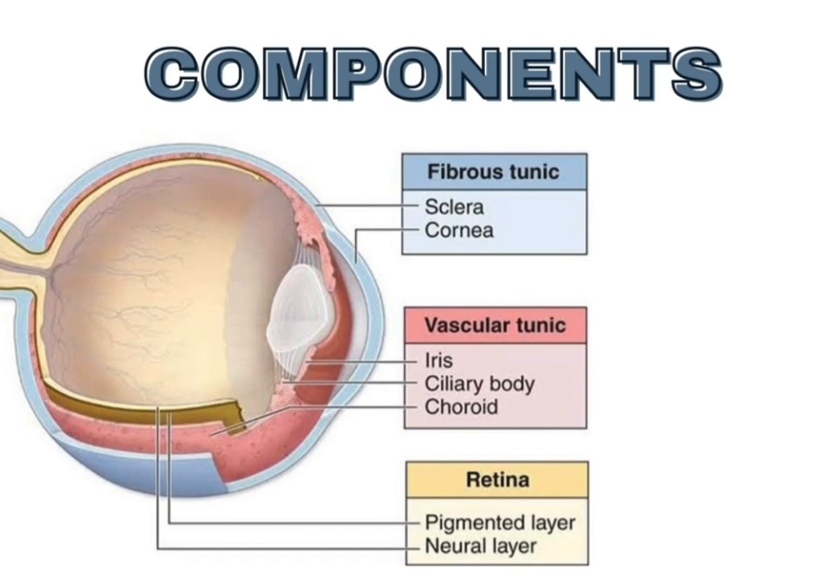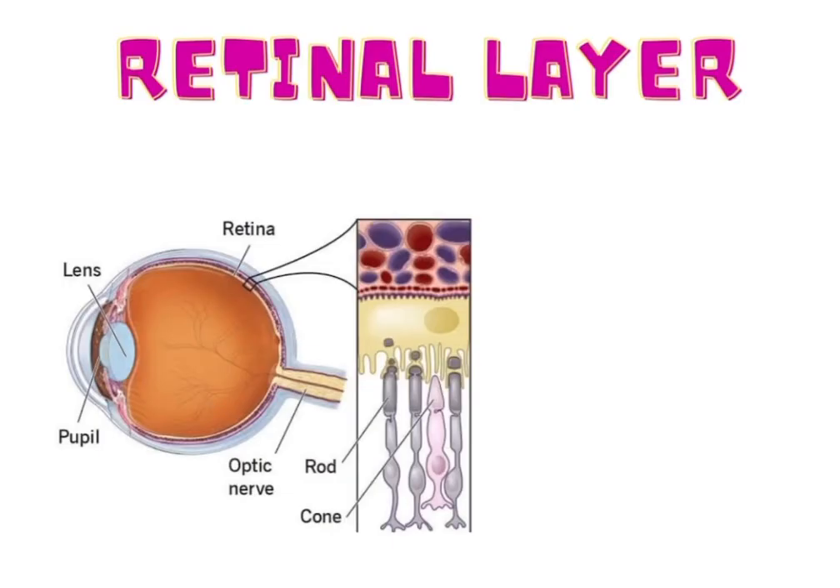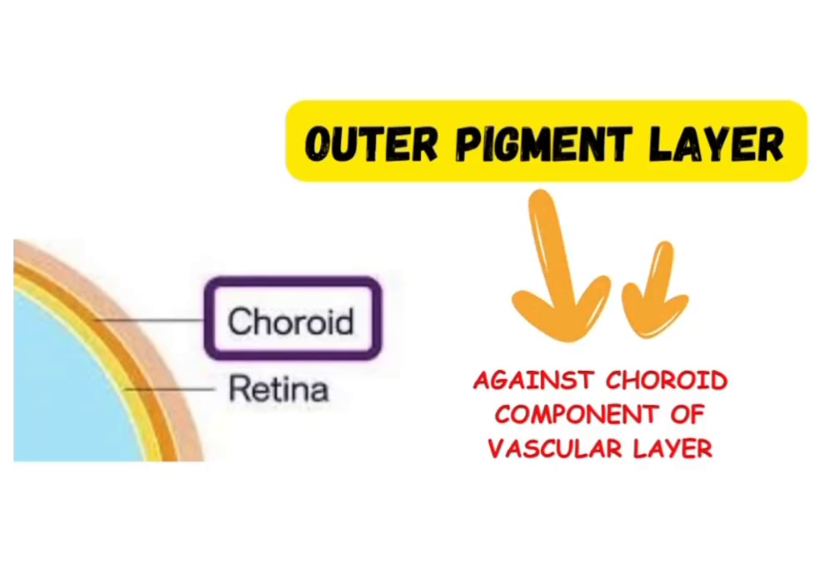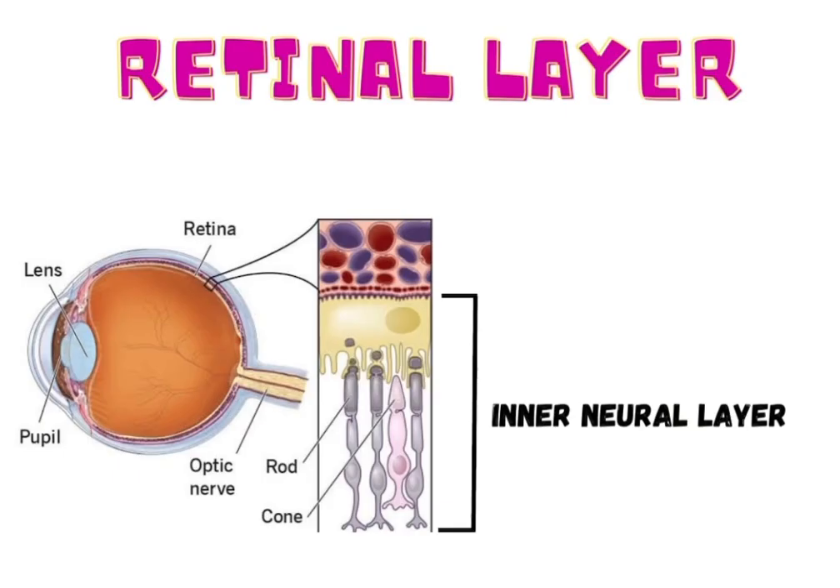The neural layer is also known as the retina generally, and it has two layers if we talk generally, which are further divided into more layers: the pigmented layer and the neural layer. The neural layer is also referred to as the sensory layer of the retina. Learning further detail about the retinal layer or the nervous layer, we have the outer pigment layer. This outer pigment layer is in direct contact with the choroid component of the vascular layer, as seen in the diagram. Now we have the inner neural layer of the retina.